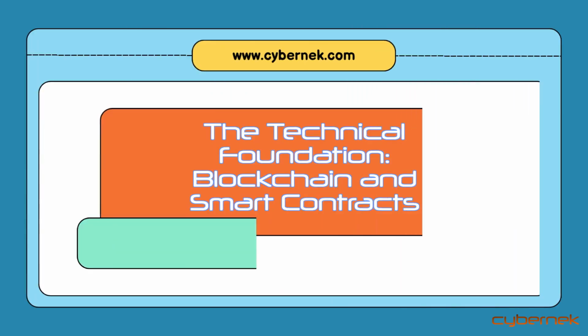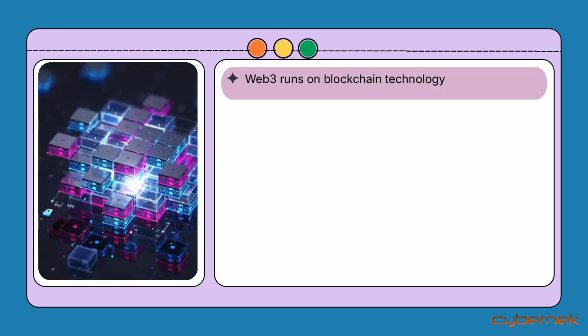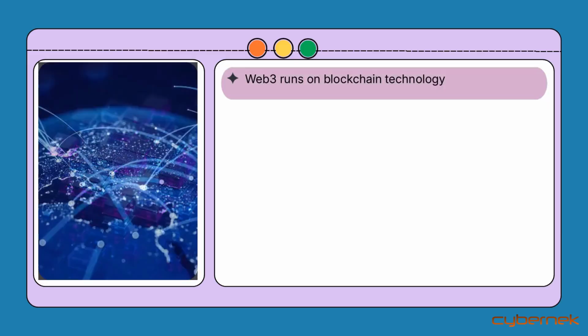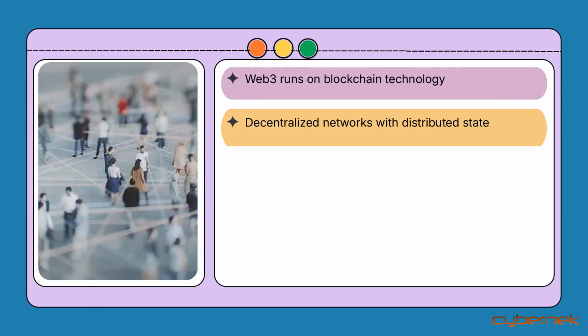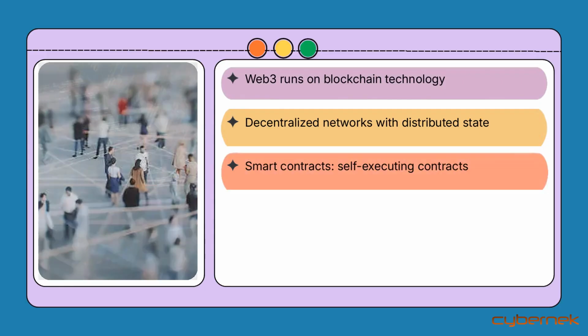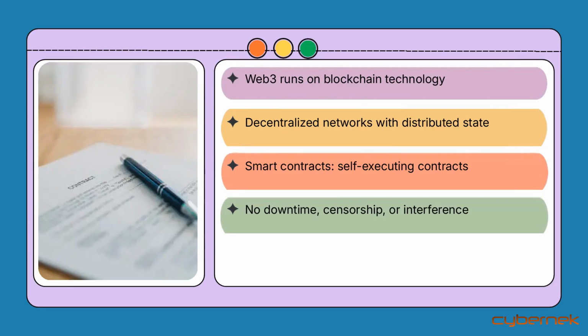The technical foundation: blockchain and smart contracts. Web3 runs on blockchain technology, where instead of traditional databases and APIs, we build on decentralized networks with state distributed across thousands of nodes. Smart contracts are self-executing contracts with terms written into code.